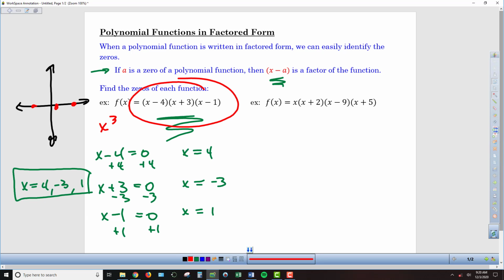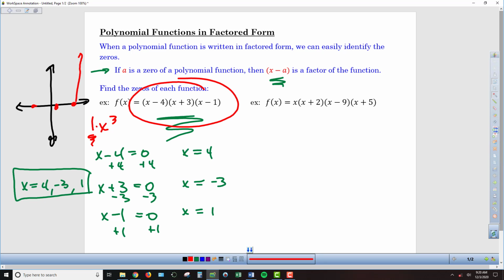If we were to eventually FOIL everything out, we would end up with 1x cubed as the first highest exponent term. And so using our leading coefficient test, that would tell us that we have a disco graph, meaning one side's going to be up and one side's going to be down. And we also know that it's going to be up on the right and down on the left because the coefficient in front of that x cubed would turn out to be positive.